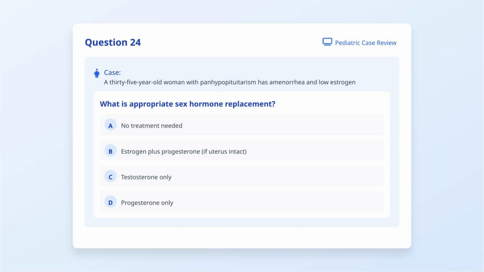Case scenario: a 35-year-old woman with panhypopituitarism has amenorrhea and low estrogen. Question: what is appropriate sex hormone replacement? Option A: no treatment needed. Option B: estrogen plus progesterone, if uterus intact. Option C: testosterone only. Option D: progesterone only.